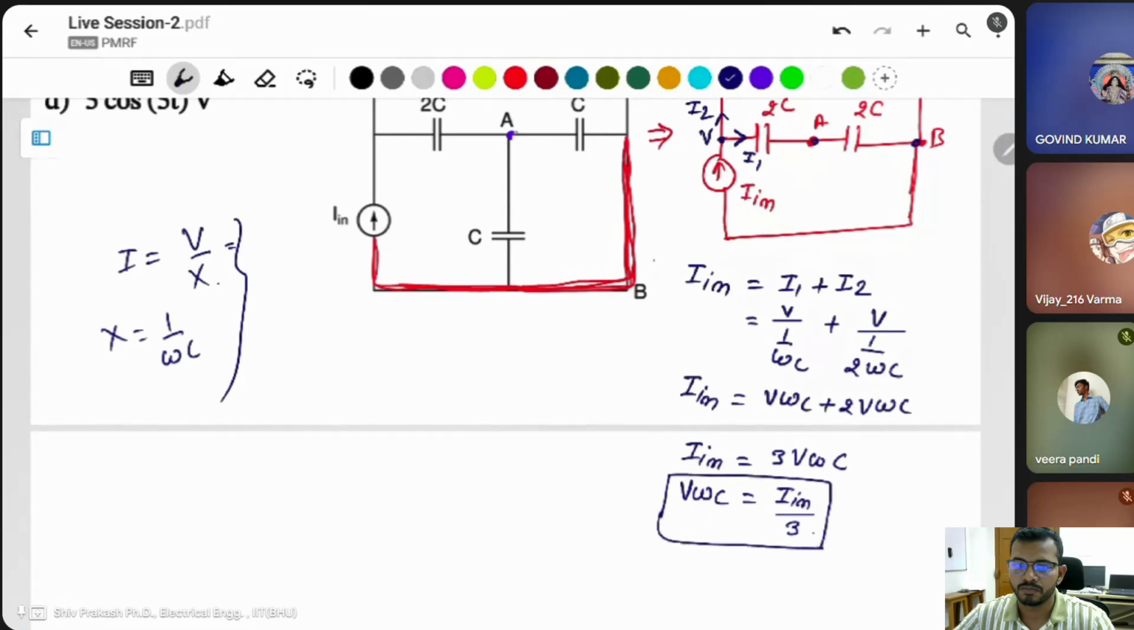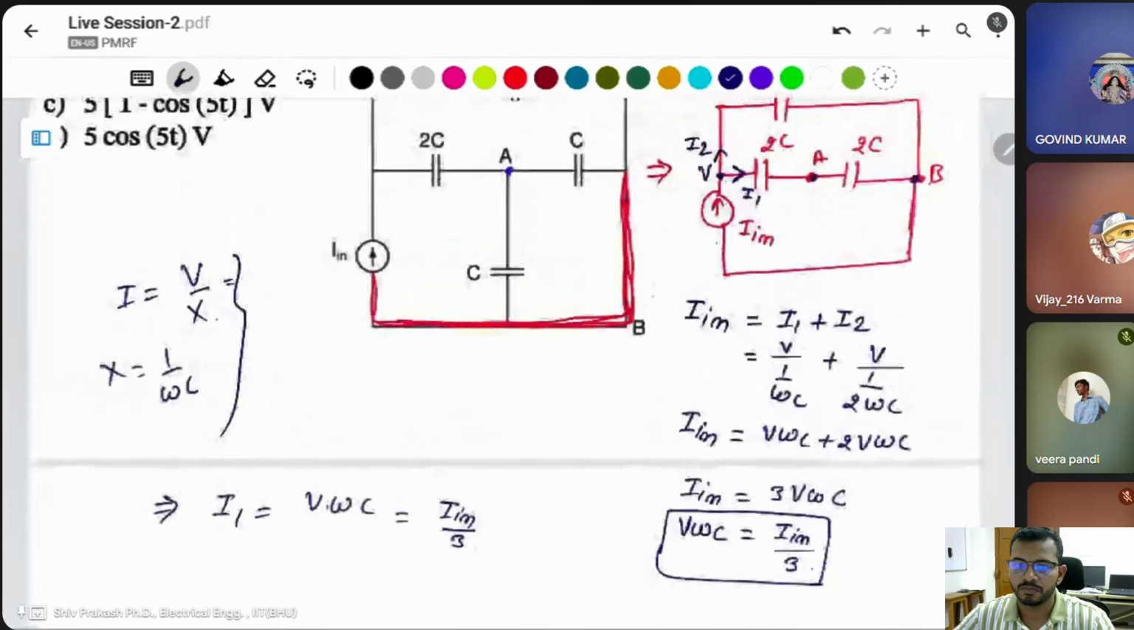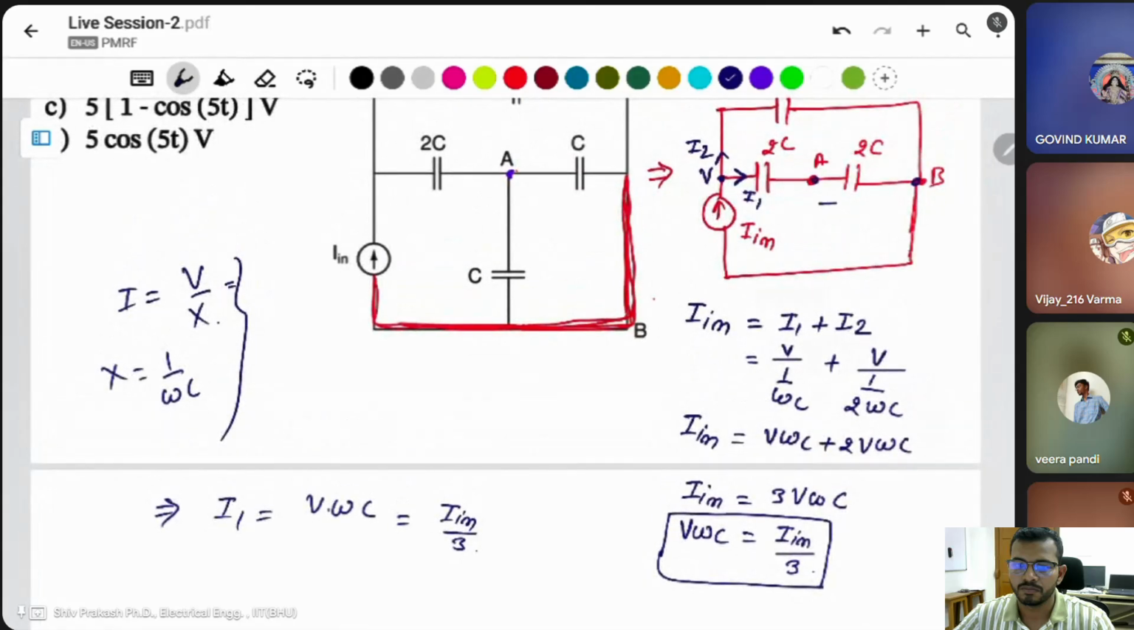Then what is I1? I1 is equal to V into omega C, and V omega C is already known: I in by 3. Then we have to find the voltage VAB. It means this is positive, this is negative.